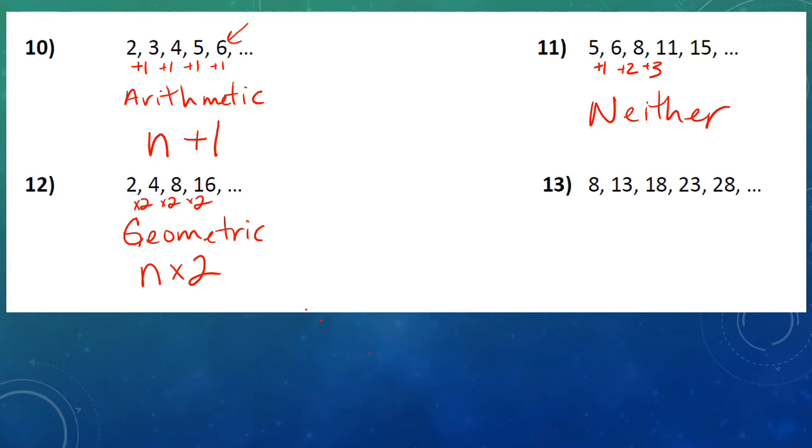And for number 13 here, if we added 5, 8 plus 5 is 13, and then plus 5 is 18, plus 5 is 23, 23 plus 5 is 28. So we're dealing with an arithmetic sequence. And the rule is n plus 5.